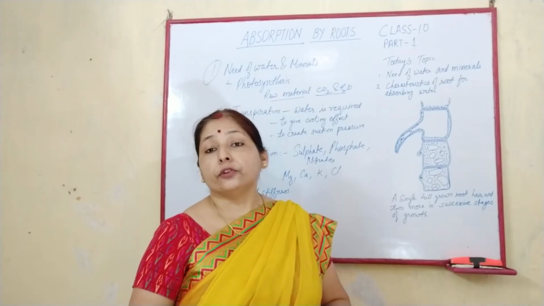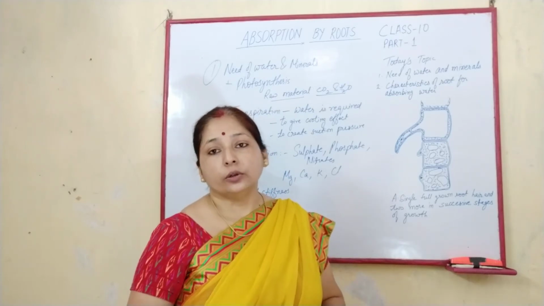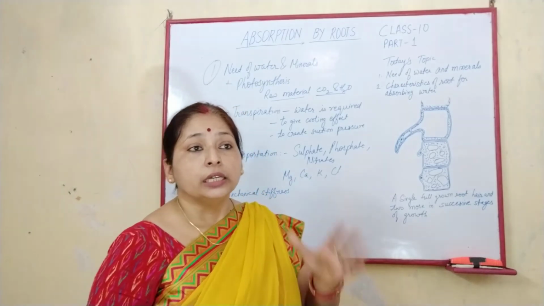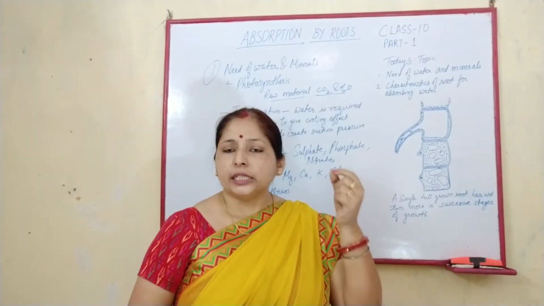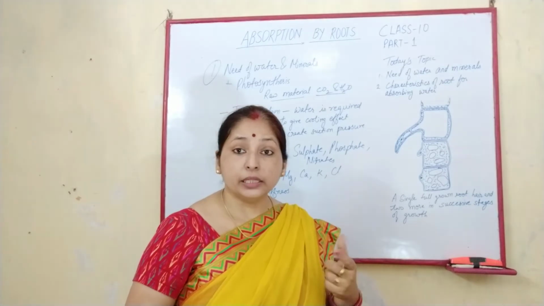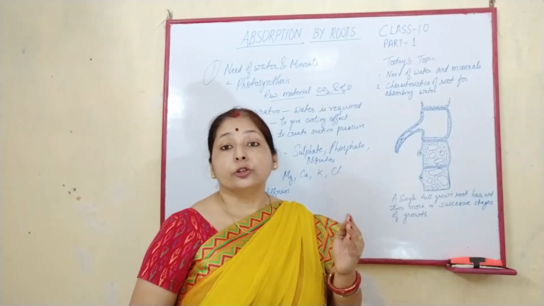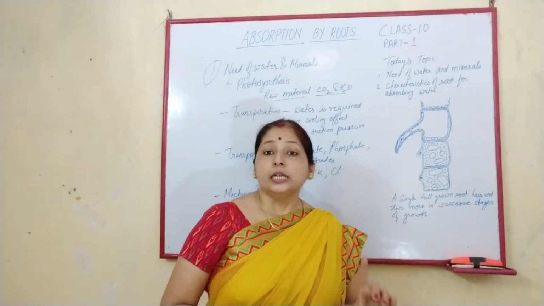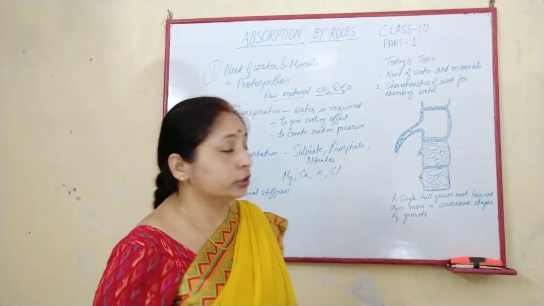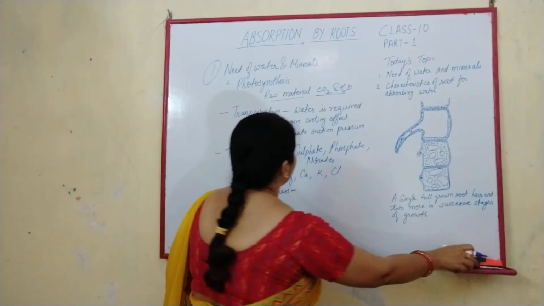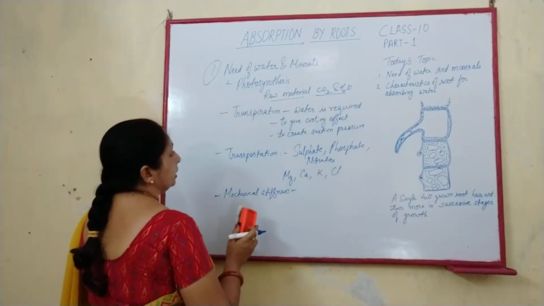Stiffness is necessary for a plant to stand erect in the surrounding, and since the stem is very thin and flexible, if there is no turgidity, then it's not possible for a plant to stand erect on the surface of the soil. This is all about the need of water and mineral.